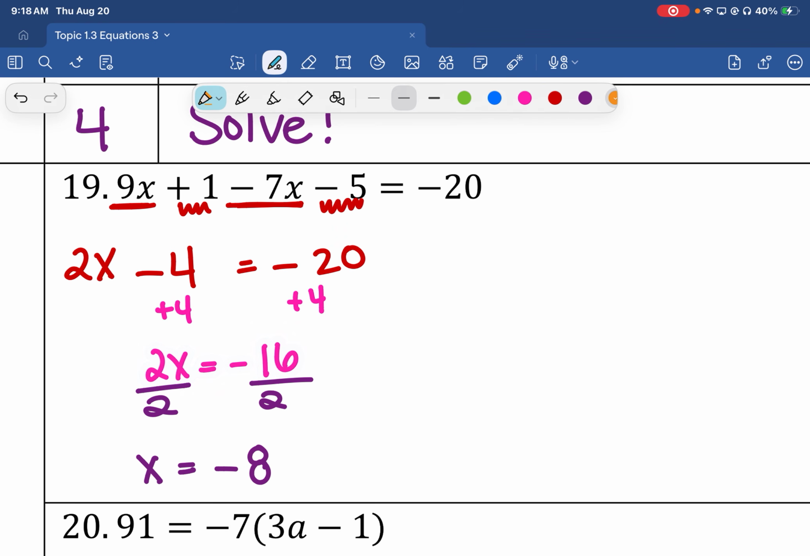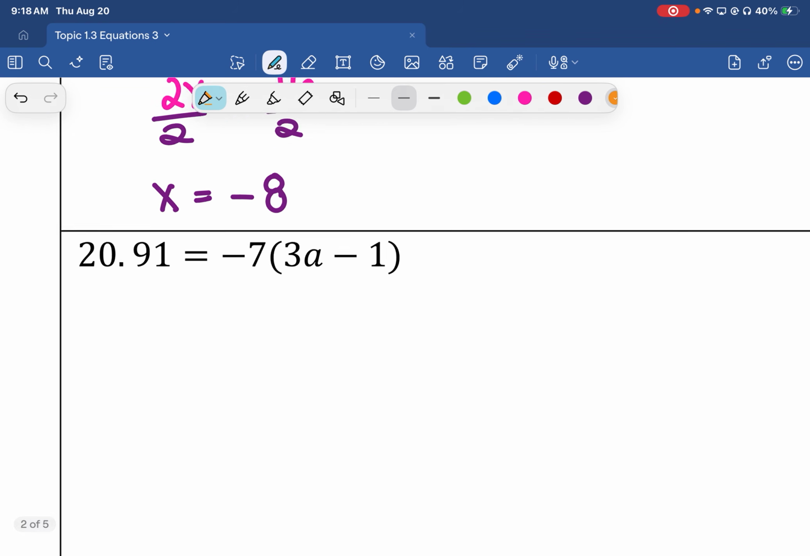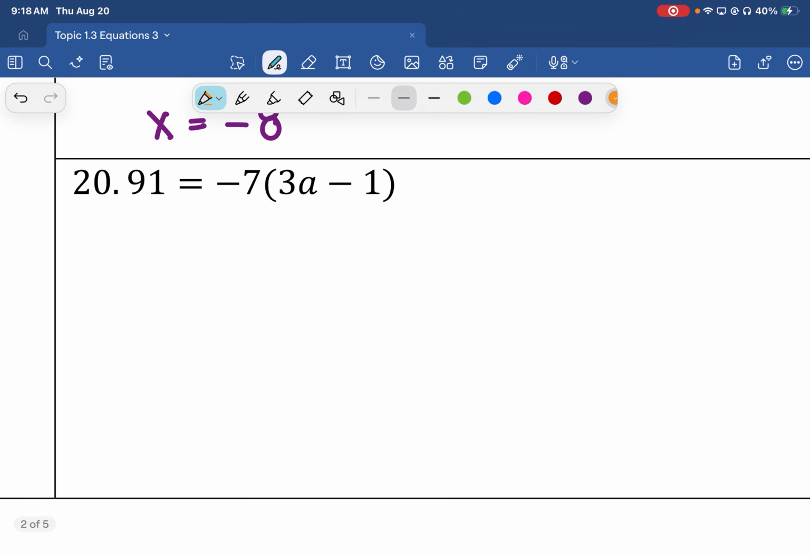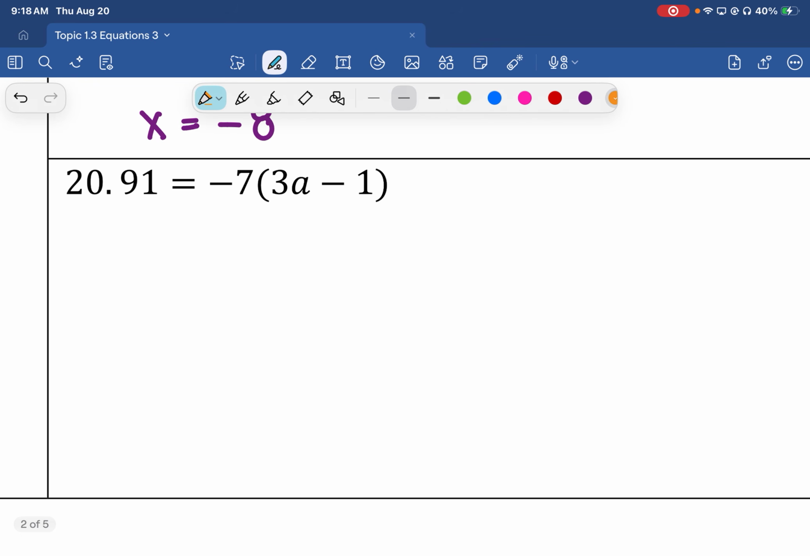All right, for number 20, what is the first thing we need to do here? Distribute. Does anything happen with that 91? No, it's on the other side. So I'm going to bring it down. So I need to say negative 7 times 3a to get negative 21a, and negative 7 times negative 1.